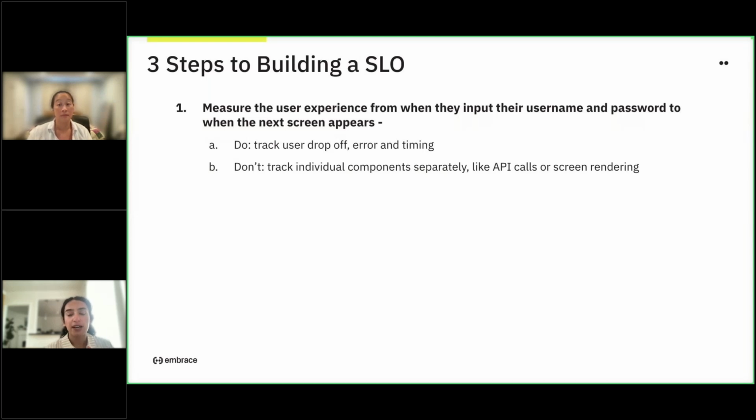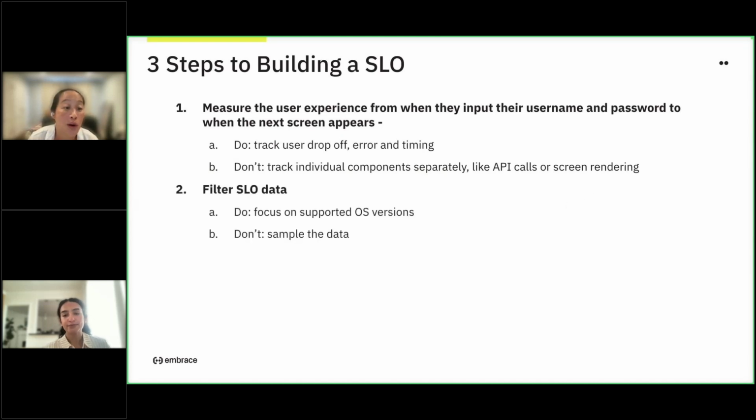So, as we've mentioned a few times through the session, you don't want to be focused on just tracking an API call or tracking a screen rendering. Those are not unique SLOs. They are part of the internal workings that make up an SLO, and you're going to want to dig into them when you're troubleshooting if you notice that you're violating an SLO. But in and of themselves, those technical components are not the SLO.